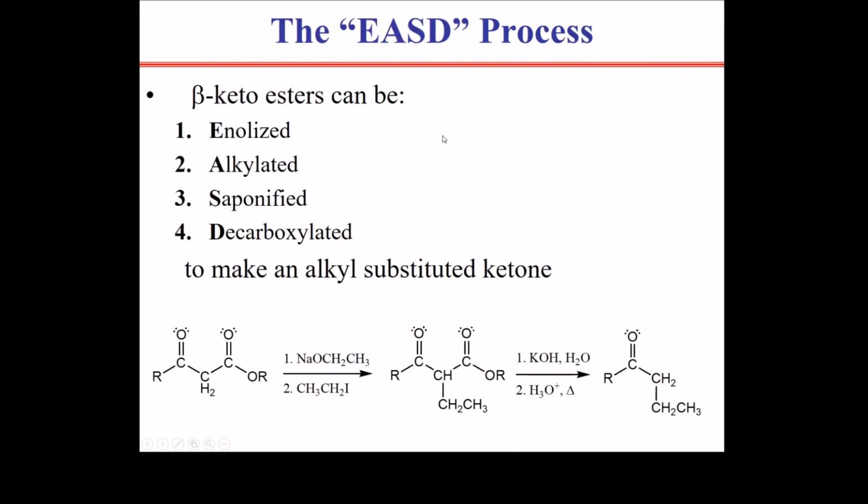And this process has 4 steps. The first step is the enolization step, and then we have an alkylation step, a saponification step, and a decarboxylation step. So I'm just going to call this the EASD process to help you remember these 4 steps. And this is one more time the same reaction scheme that we walked through, where we start off with a beta-keto ester and we end up with an alkyl group at the alpha position.